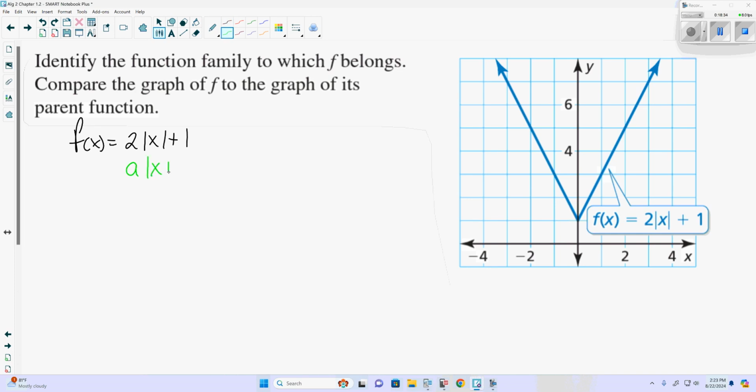Which is an absolute value equation. Because if it asks to identify the family, some of the problems will ask you to identify the family it belongs to. So this is absolute value.